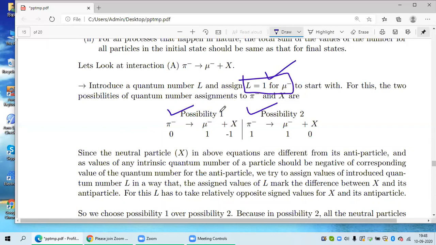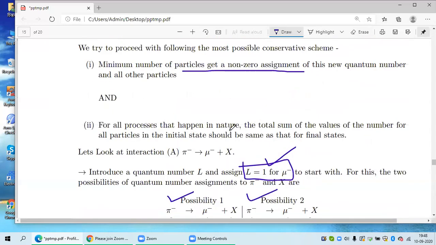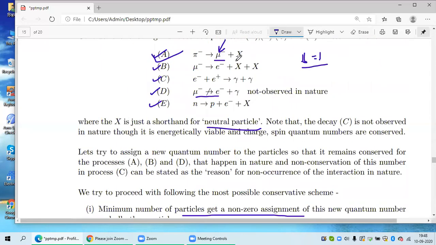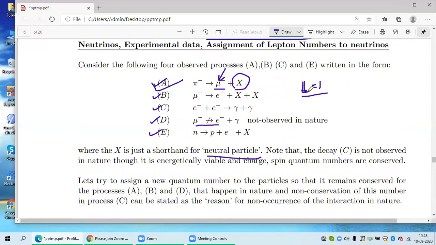because we want to exploit the experimental fact that this particle X is experimentally different from its antiparticle. Therefore, this same initialized quantum number L should take opposite values for X and X bar, so that X and X bar can be differentiated in terms of L only. Clear? That's safe, because I don't want to introduce more quantum numbers. I want to introduce the minimum number of quantum numbers. So, okay.